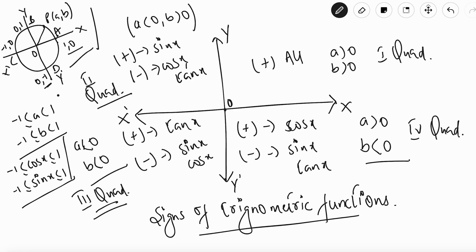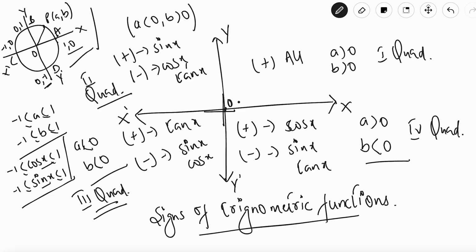Now we can see that when this point moves in this entire circle, the value of a is greater than or equal to minus 1 but less than or equal to 1. Similarly, the value of b is greater than or equal to minus 1 but less than or equal to 1. And similarly, for trigonometric functions, we can say that the values of cos x and sin x both are between minus 1 and 1.